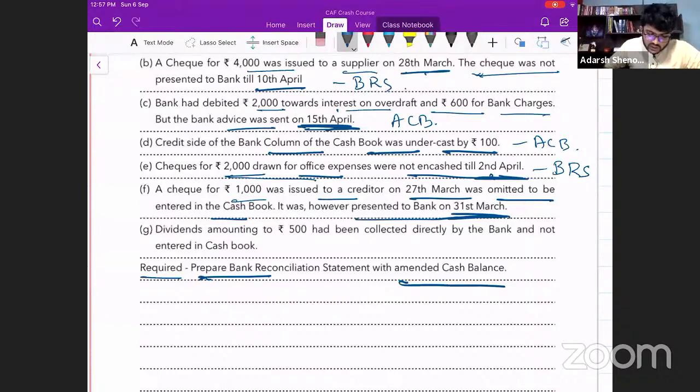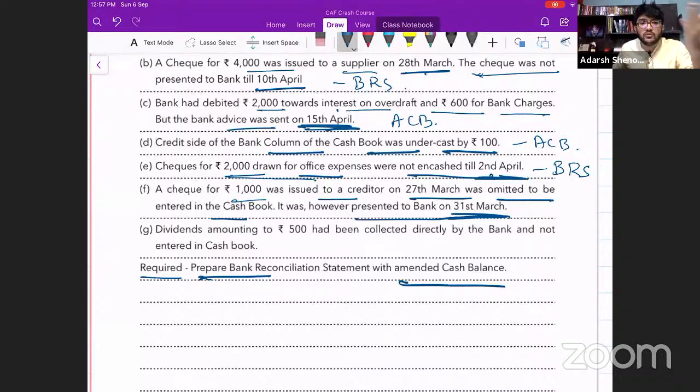We have issued a check to a creditor, 1000 rupees. It has been already encashed, it seems. He has presented it to the bank. Should we record this in the cash book? Yes. When you issue the check itself, you have to record it, right? That is the rule. I told you. When is it recorded? When you are issuing the check.